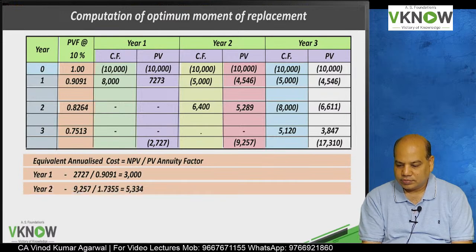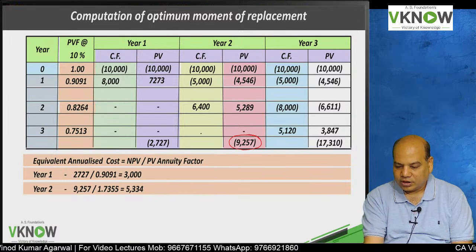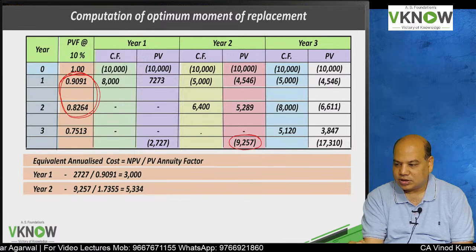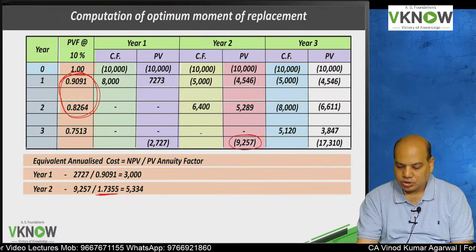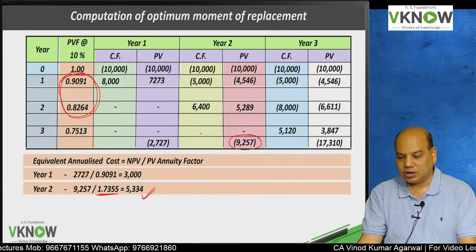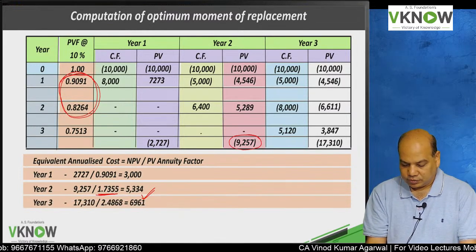Year 2. This is your NPV, and the factor will be the addition of these two numbers, the first and second year factors. That is 1.7355. So the answer is 5334. The answer is 5334.